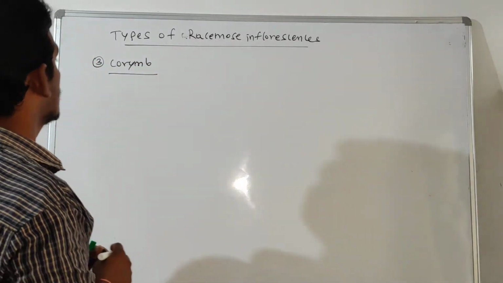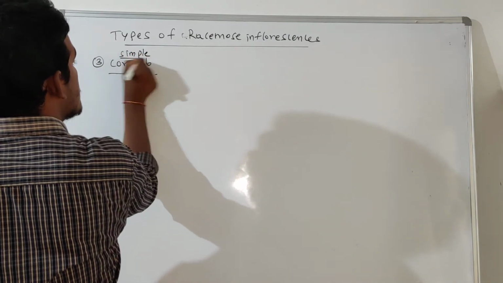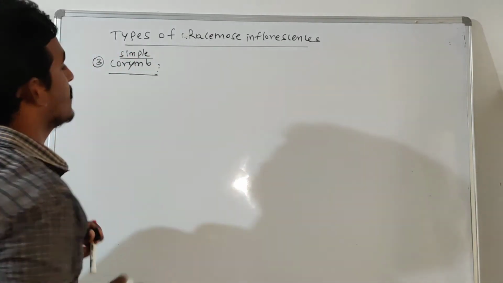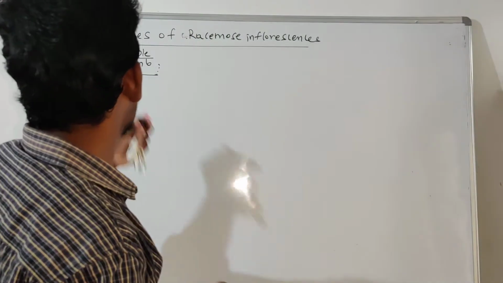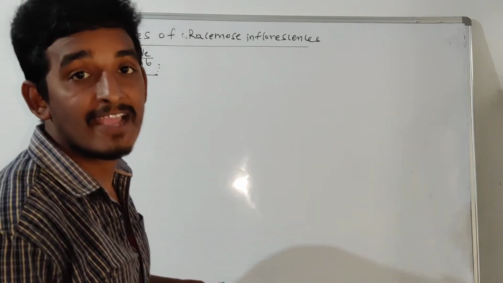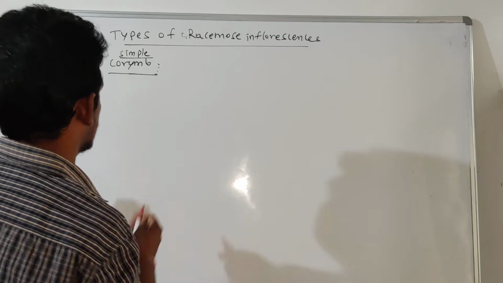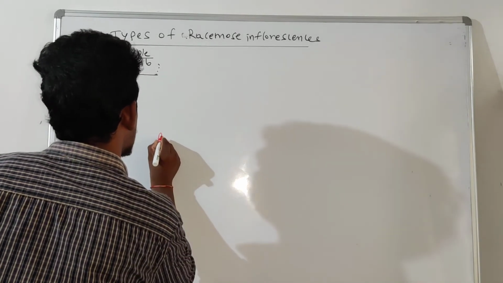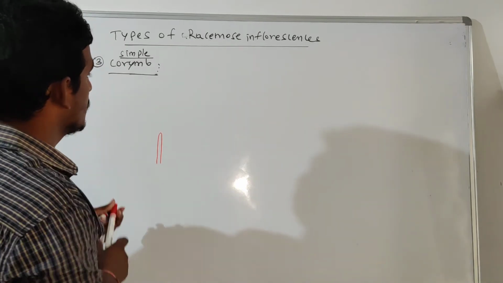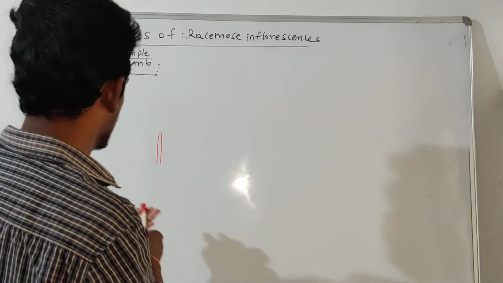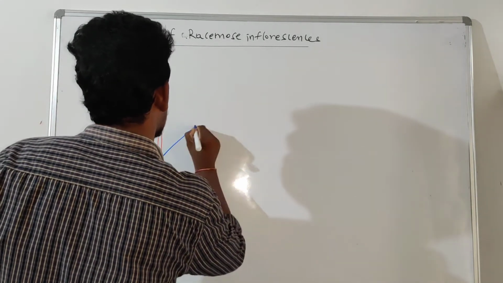What about a corymb? A simple corymb. What about a simple corymb inflorescence? Next we will discuss a compound corymb, right? So what about simple corymb? In simple corymb inflorescence, the peduncle is short in size, right? So here this peduncle produces flowers.